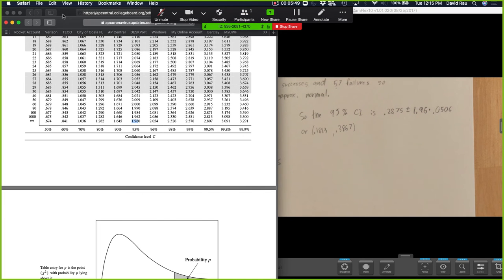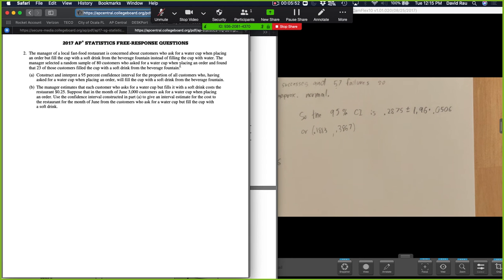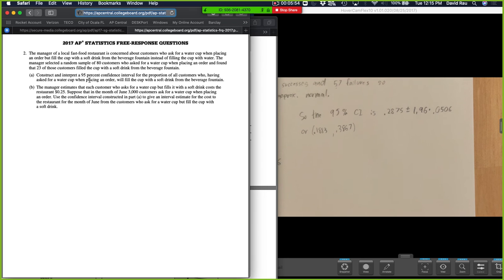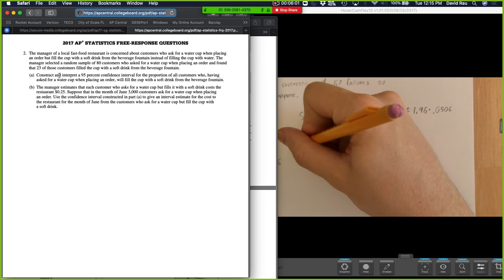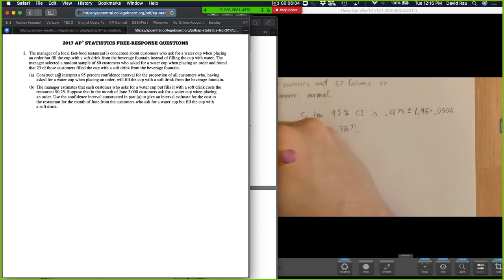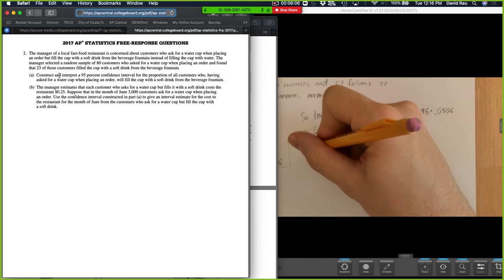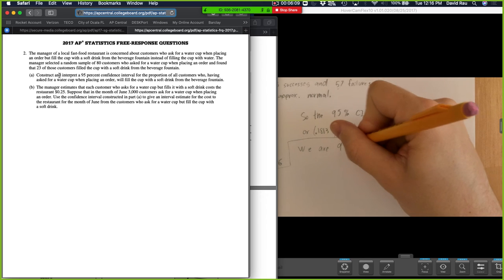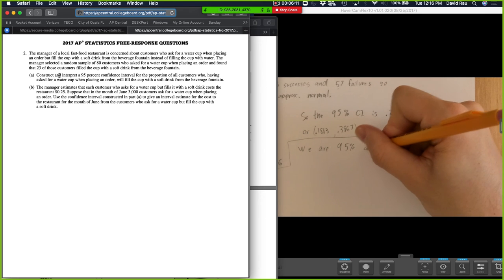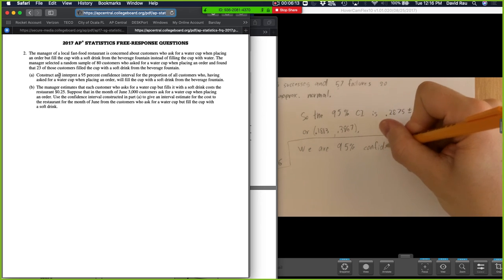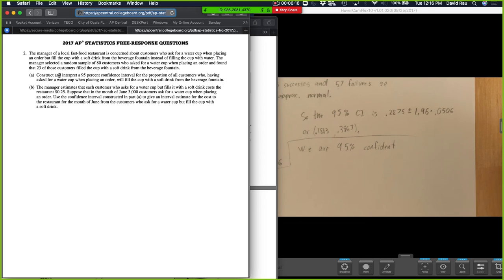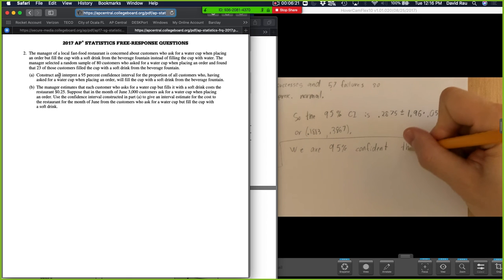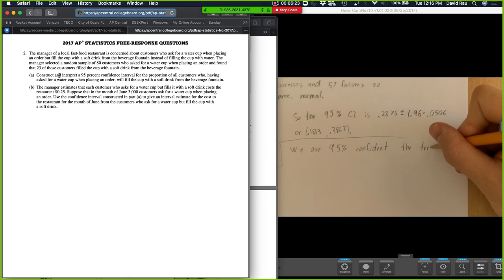Make sure you always go back, read the question, ask if you answered it, ask if you have more time to put more in there. But they say construct, which I did, and interpret. So maybe you might want to put a little line for interpretation. We are 95% confident. And if you want the best interpretation, it's right there in the question, so just read the last part of part A.